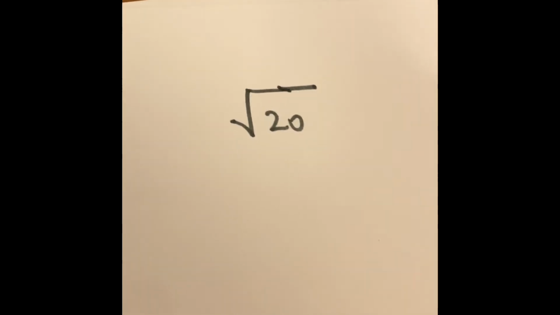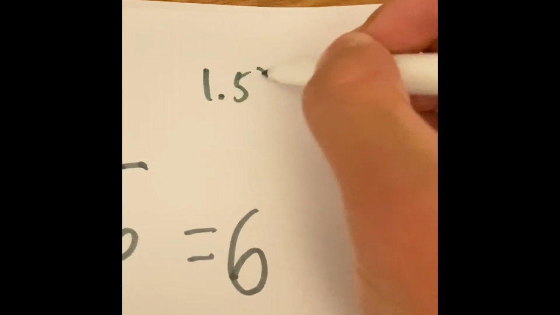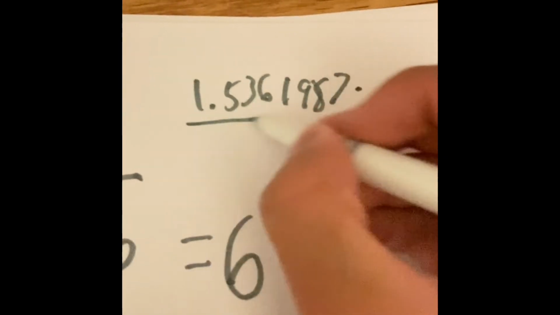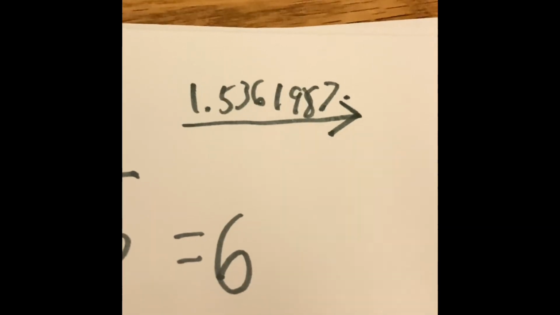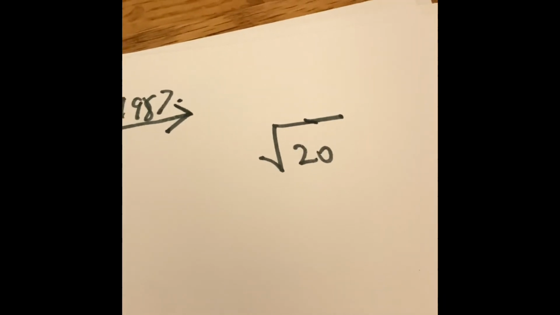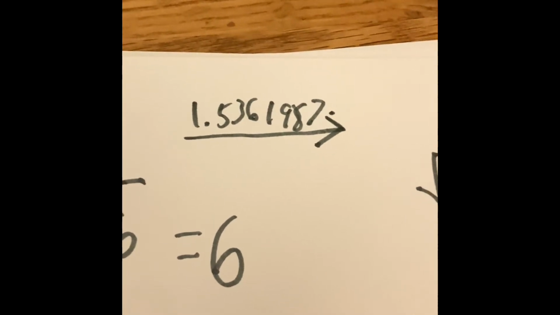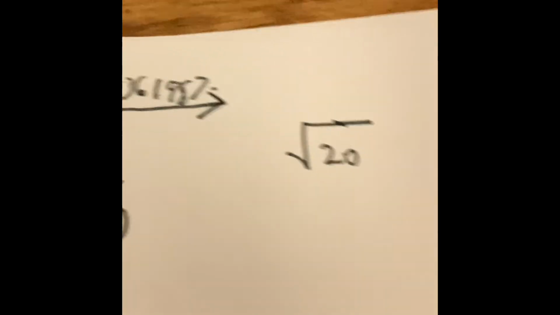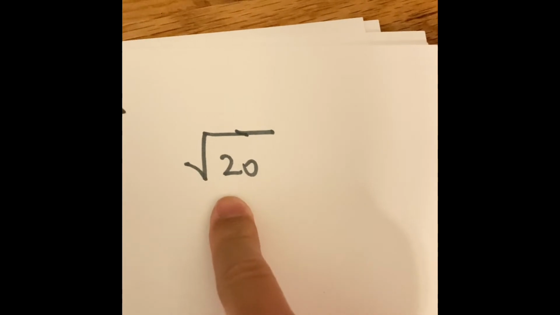Here's an example. Imagine if we have a long decimal, like 1.536198712, and it keeps going on and on and on. So, we are not trying to get that. The reason why we have square roots is because sometimes we get answers that are called irrational numbers that take too long to write and take forever and ever. But when we have a square root symbol, it can briefly describe what the answer and the value is.